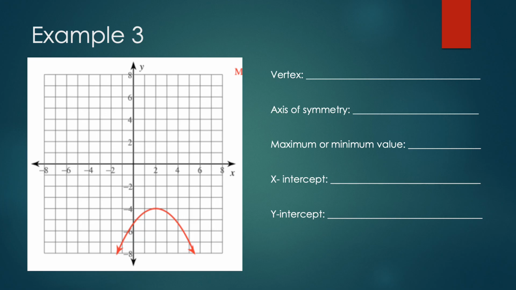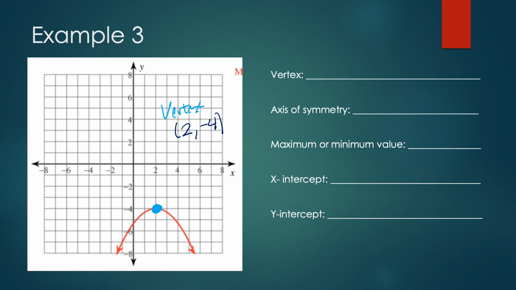So this time we have a parabola down here. So again, remember the U shape is called a parabola. Starting off with the vertex, our vertex happens to be right there. So vertex is 2, -4. Now it's always important to pay attention to the scaling. The units are going by 2's, but there's a line in between them, so the increment is still going 1, 2, 3, 4. So the vertex is 2, -4.